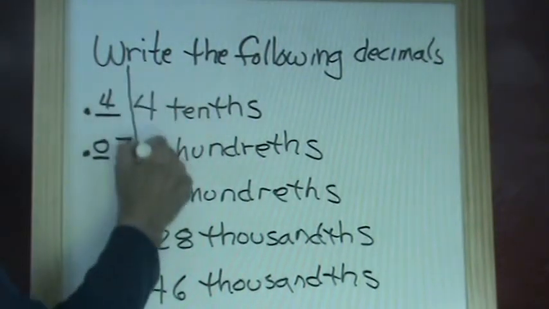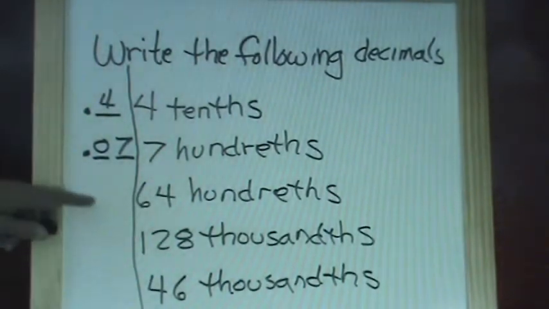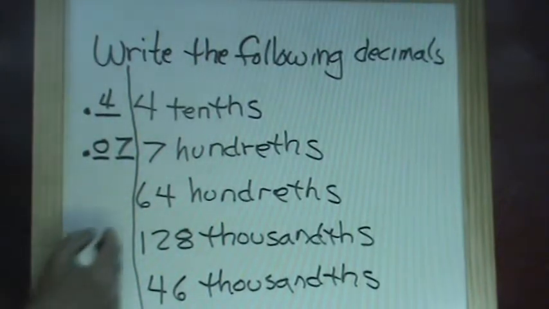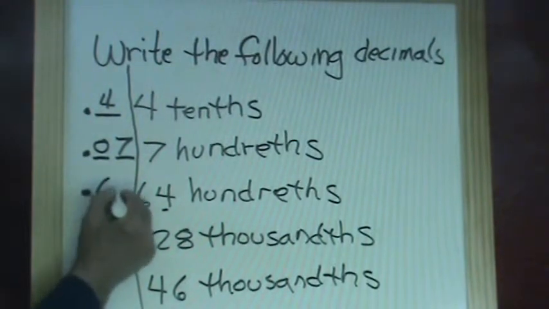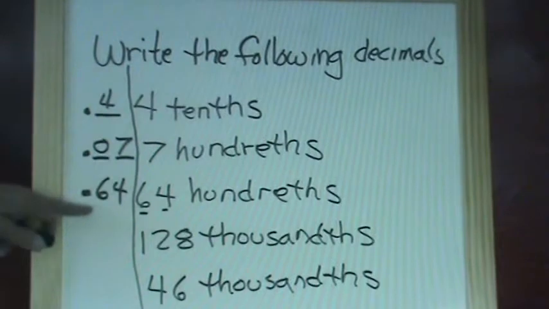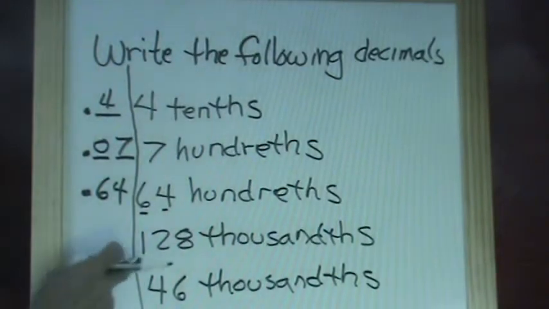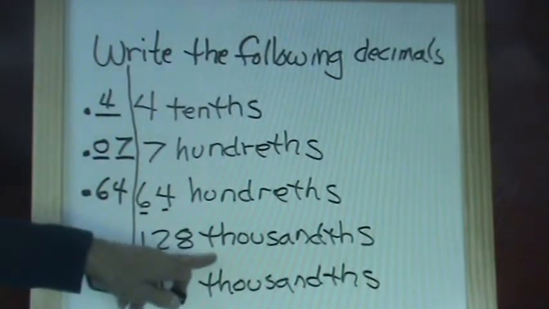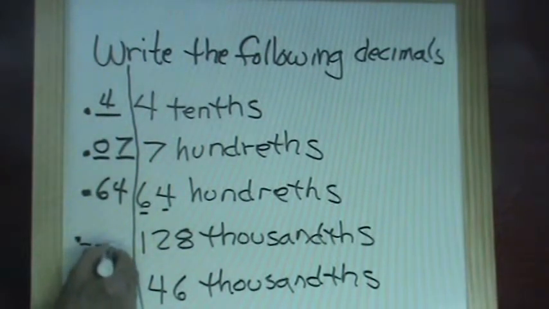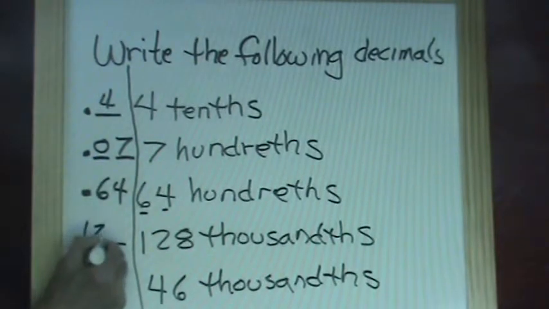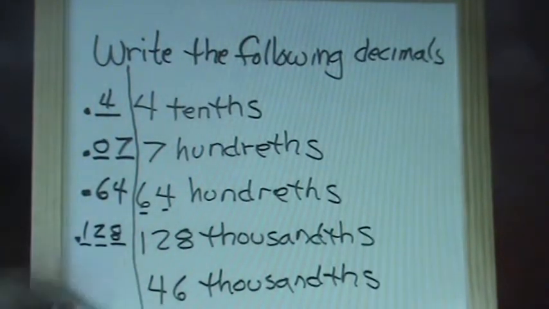Let me put a line here so we don't get confused. Okay, our problem here is 64 hundredths. Well, this is the tens place in decimals, and this is the hundredths. So if I put decimal point 64, that's 64 hundredths. Our next one, 128 thousandths. Well, I know in decimals that tenths, hundredths, thousandths, 128 thousandths, because the third place is the thousandths place.